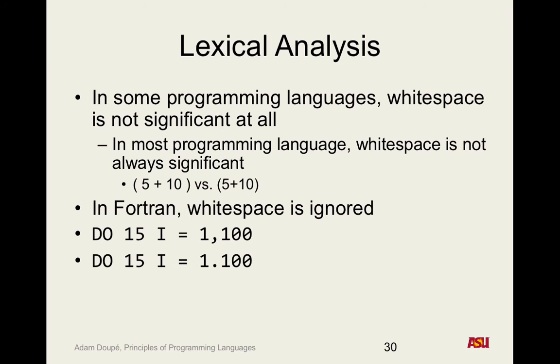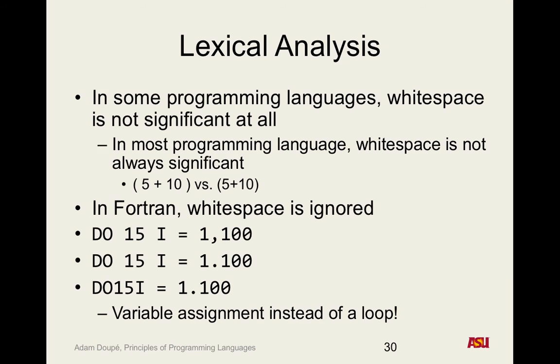An infinite loop would be even better than what actually happens. The problem is the Lexer is parsing these tokens, and in the first case above, it can see there's a do and then a 15 and then an I and then an equal sign, and the comma means that it's going to interpret this later as a loop. The problem is when you have this dot, without that comma, it's no longer a looping construct, and it's variable assignment. You're assigning the value 1.100 to the variable do 15I, right? Because whitespace is not significant. So now you have variable assignment instead of a loop.